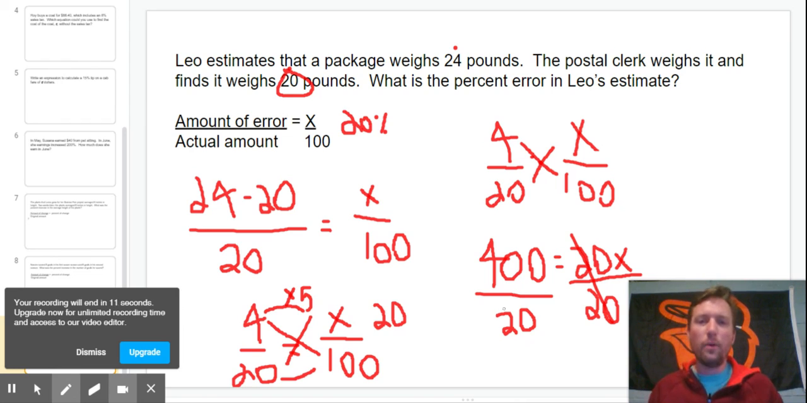Now today, I want you to work on using this formula to find percent error. Work hard, keep asking questions.